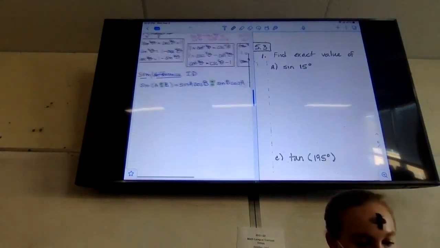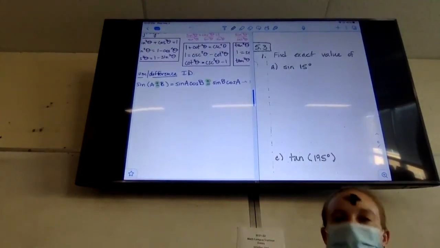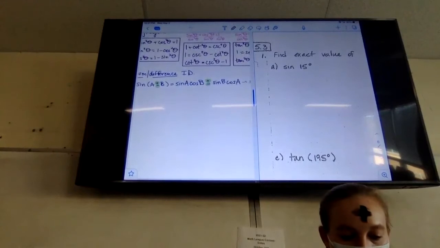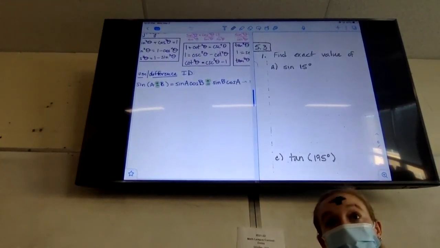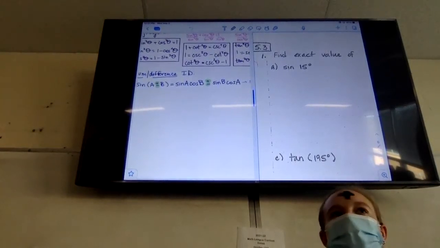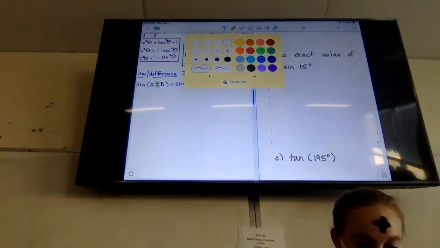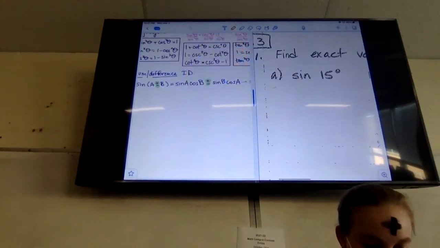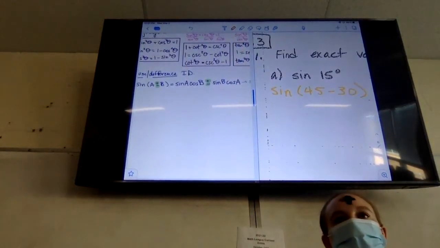Because you probably look at this and you're like, it seems fine, but I don't know what the point is. So the first example in 3.5 says find the exact value of sine 15. 15 is not on your unit circle, though. Can you use 2 angles on your unit circle to get to 15? What could I use? 45 and 30. There's a couple different options, but we'll do those. So I'm going to say sine of 45 minus 30. 45 minus 30 is what gets me 15.